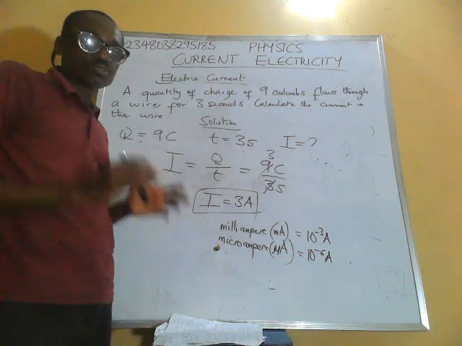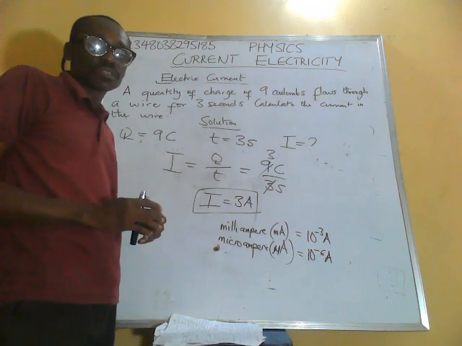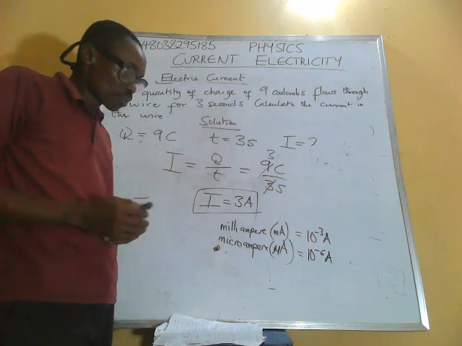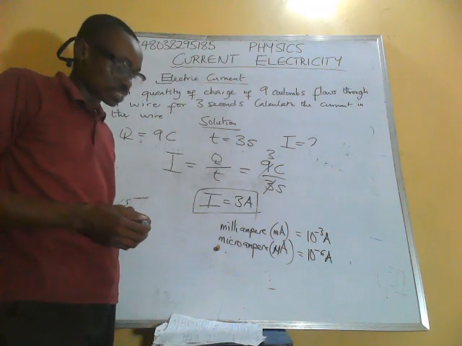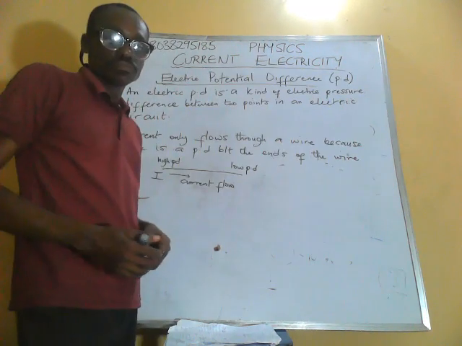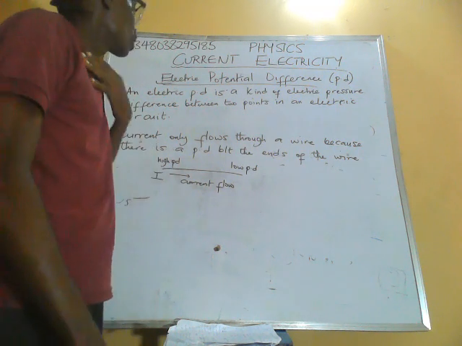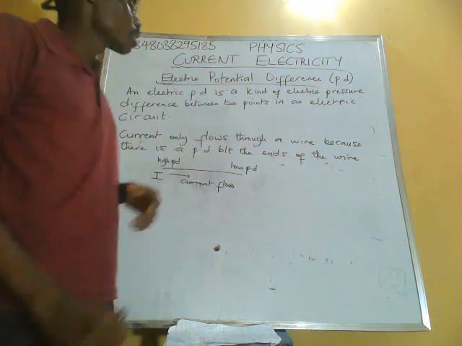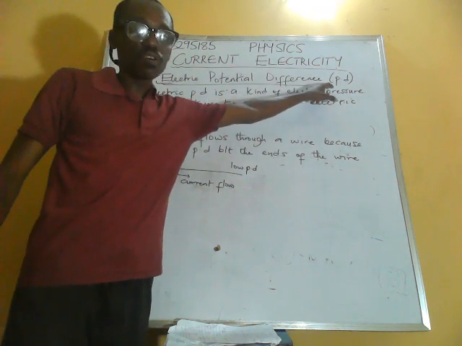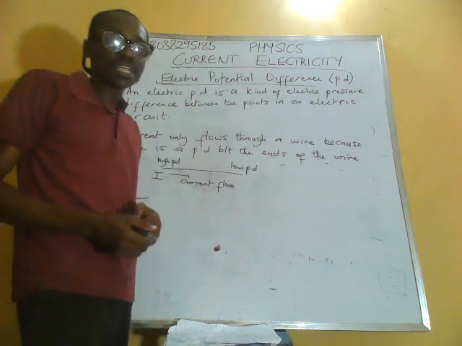I've talked about electric current, which is measured in amperes and is basically the flow of charge. We are going to move right away to electric potential difference. PD is a short form for potential difference: P for potential, D for difference. So what is electric potential difference?